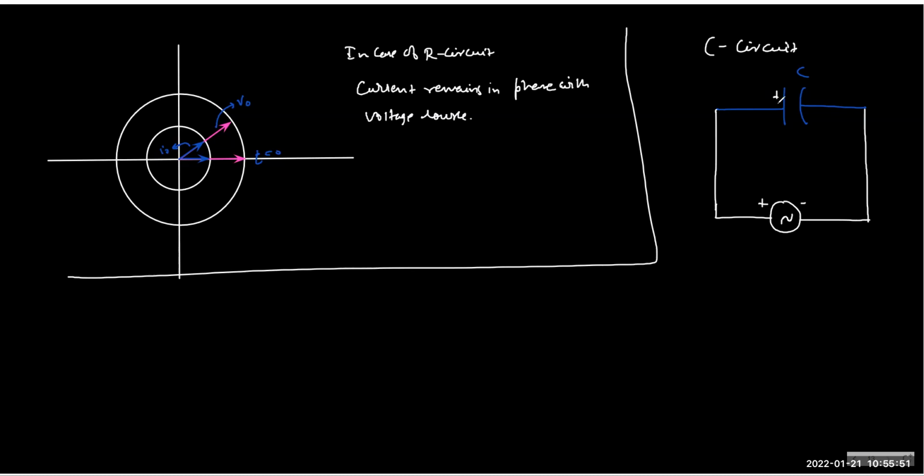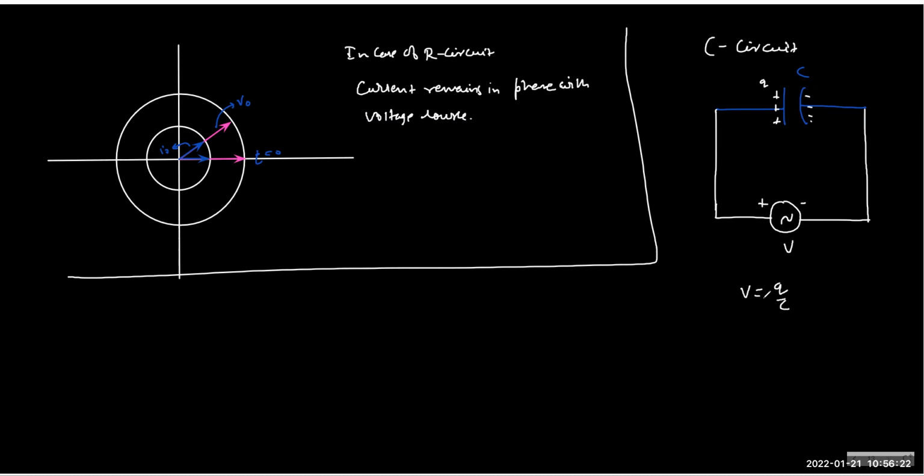So this plate is positively charged, and I have taken left as positive. So if you write the KVL, you'll get V equals Q by C, correct? Because the potential across the capacitor is Q by C, the charge on the positive plate upon C.